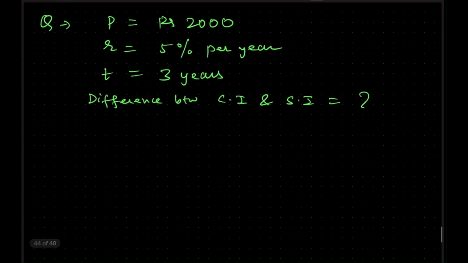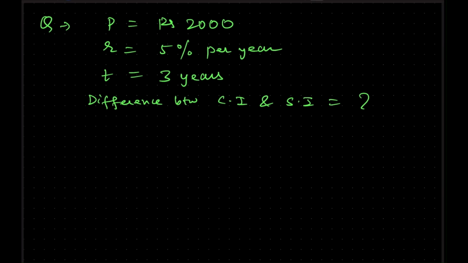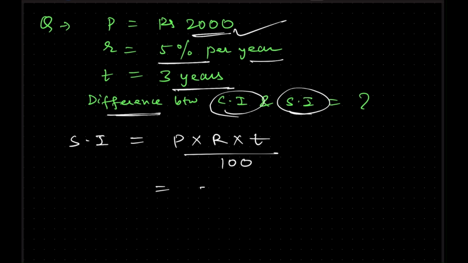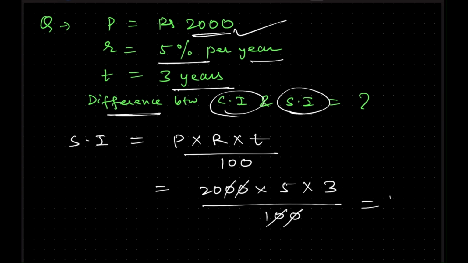So let's see a question. Here the principal amount is given as 2000, the rate is 5% per year, and the time is 3 years. We have to find the difference between compound interest and simple interest. Let's first find the simple interest. Simple interest is, we know, P into R into T by 100. So P is 2000, R is 5 and T is 3 by 100. If we cancel out the zeros, we get 300.